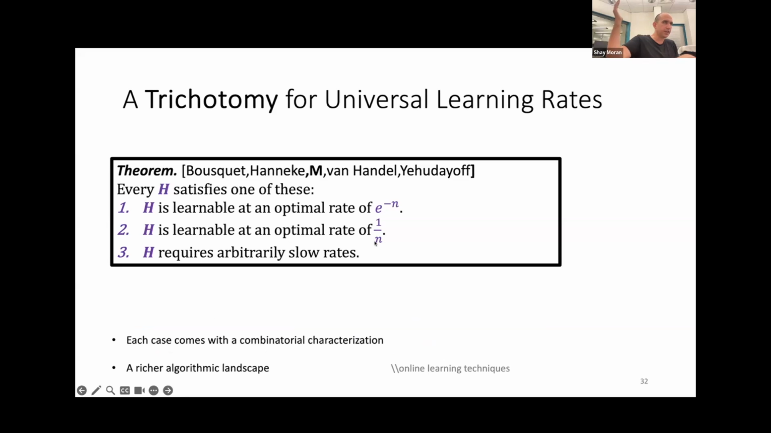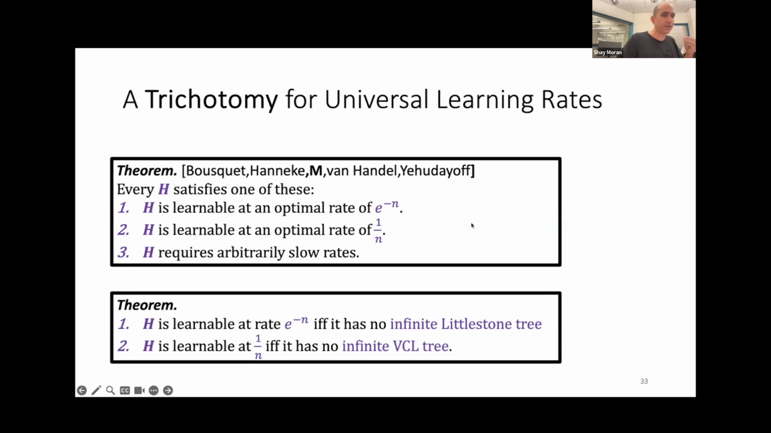so like in PAC learning theory, this result relies on a lot of combinatorics, and another interesting fact is that the algorithmic landscape is much richer. In PAC learning we had only one universal principle, empirical risk minimization: find a hypothesis that has low empirical error. Here we don't understand the landscape. In particular, we don't have a finite list of principles which is complete. But let me tell you a little bit about the combinatorial characterization.